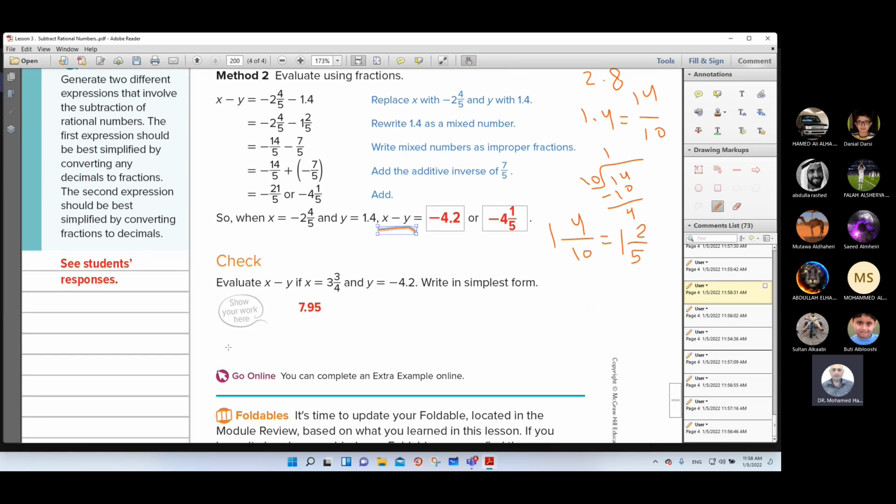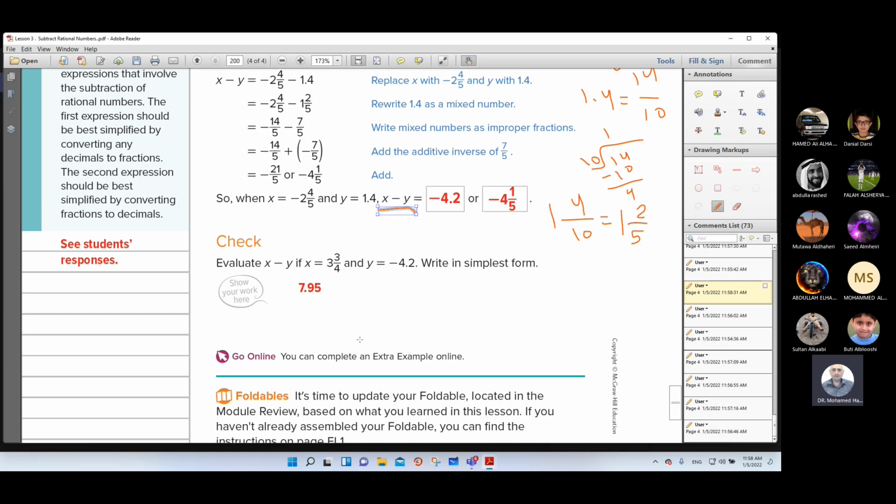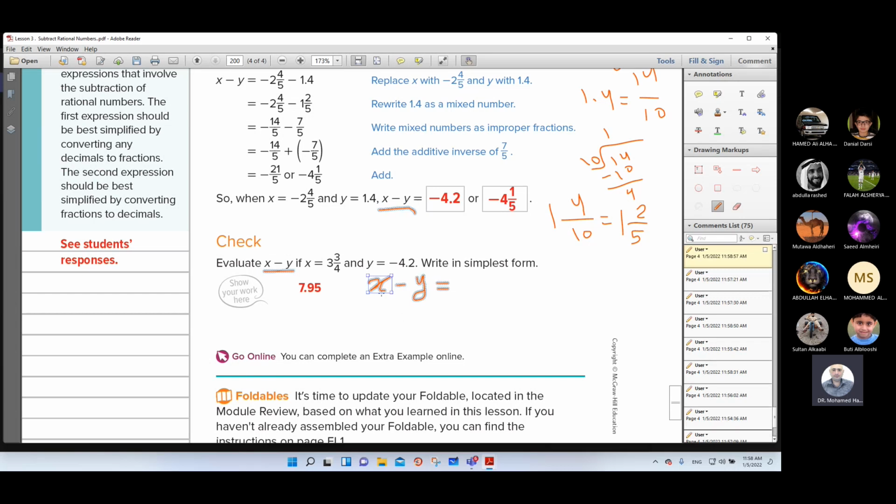Here the same idea. We have this expression, x minus y, and we want to find the value of this expression. So substitute. What is the value of x? 3 and 3 over 4. Then minus, what is the value of y? Negative 4.2.